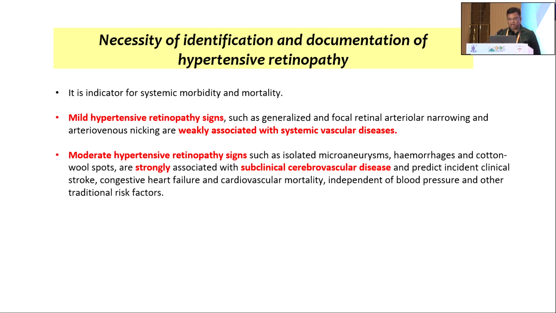Now, it is necessary to identify and document hypertensive retinopathy because it is an indicator of systemic morbidity and mortality. Mild hypertensive retinopathy signs such as generalized and focal retinal arterial narrowing and arteriovenous nicking are weakly associated with systemic vascular disease, whereas moderate hypertensive retinopathy signs such as microaneurysms, hemorrhages, and cotton wool spots are strongly associated with subclinical cerebrovascular disease, which predicts incident clinical stroke, congestive heart failure, and cardiovascular mortality.